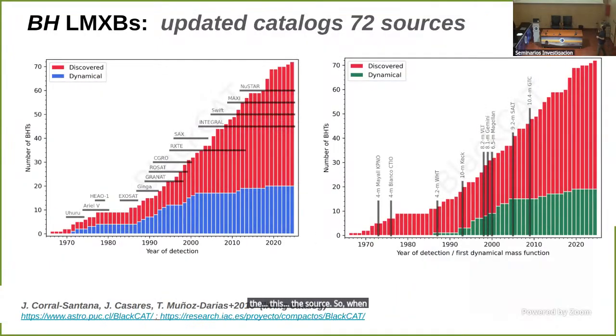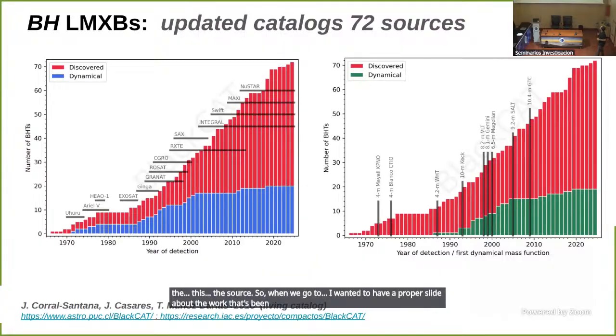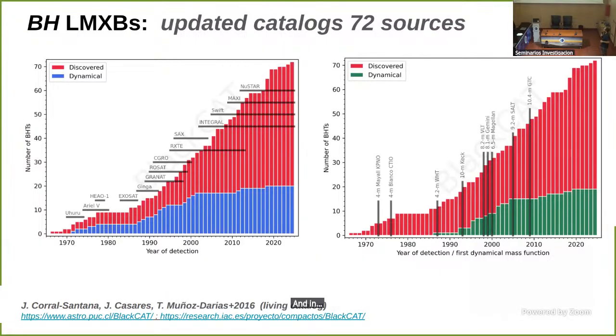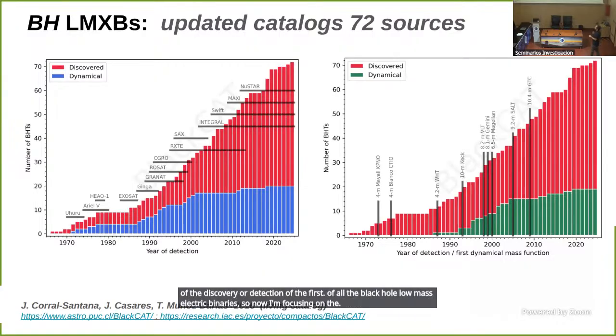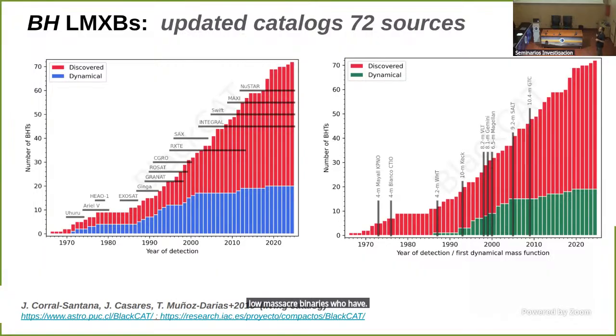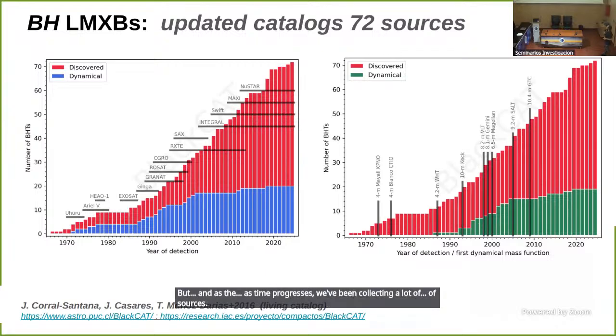So, I wanted to have a proper slide about the work that's been done at IAC. As you can see here is a bit of the history of the discovery or detection of all of the black hole low mass X-ray binaries. So now I'm focusing on the low mass X-ray binaries that have a black hole as the compact object. And you can see that the first detections came, of course, at high energies in the X-rays. That's where the name comes from. And as time progresses, we've been collecting a lot of sources, more than 70 actually.